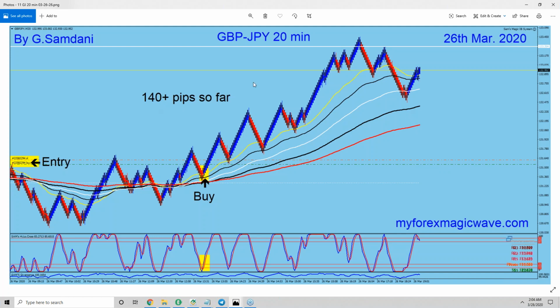I closed too early here. It went up all the way to the upside, but 140 pips. It was dropping here, so I said maybe it's going to drop. But I closed it because you can always get another entry. This system gives you a lot of entries, right?